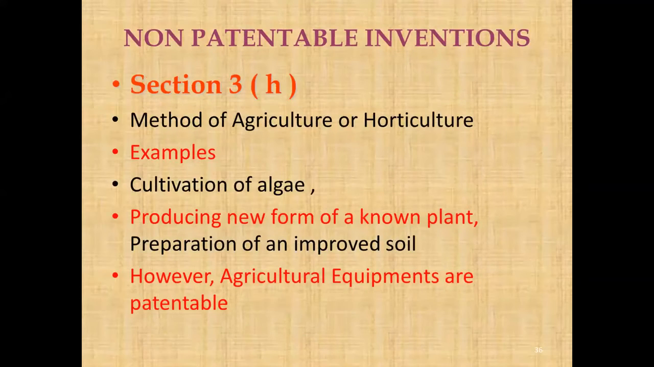3H: a method of agriculture or horticulture will not be given a patent because there is a separate criteria. Plant variety protection is a separate criteria through which you could protect. But if you come out with a tractor, and the tractor helps in performing agriculture, then the tractor is patentable, but the method of agriculture is not patentable.